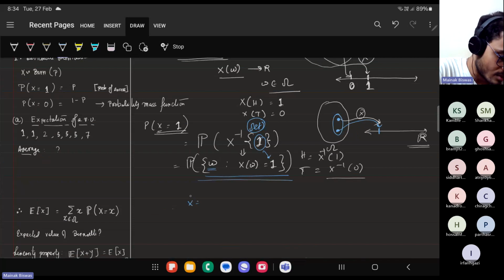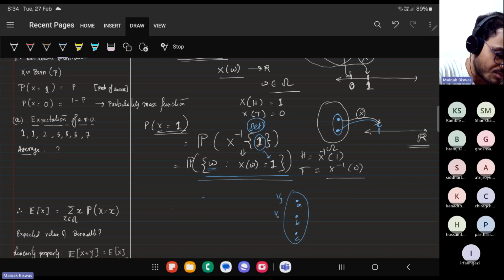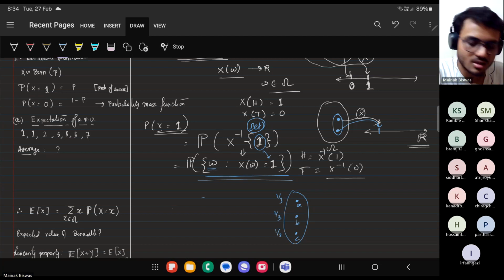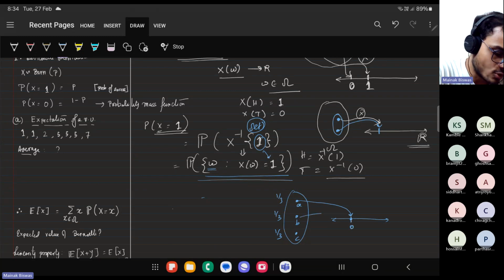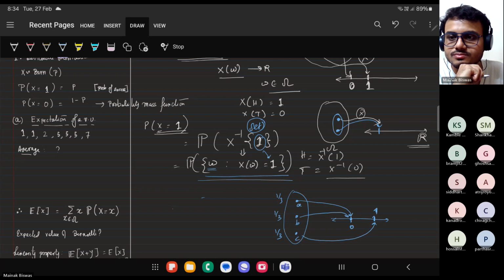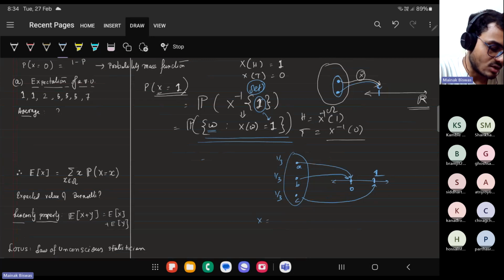So say if X is equal to 1, right? Let us take a concrete example. Say A is an event, B is an event, and C is an event, with equal probability 1 by 3, 1 by 3, and 1 by 3. Now let us map it to a random variable. Say A and B are both being mapped to 0, and C is being mapped to 1.